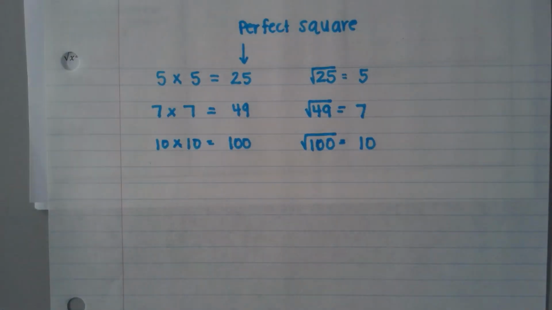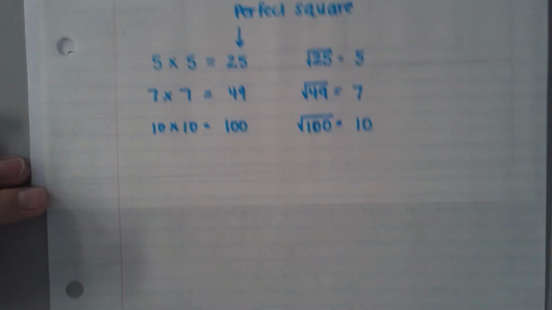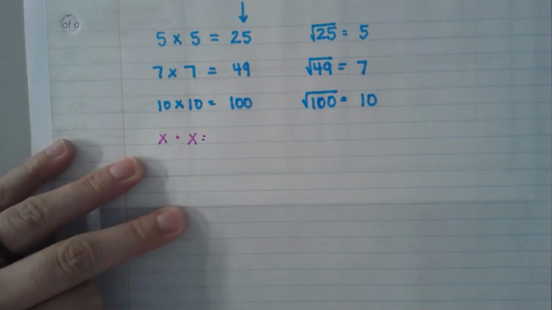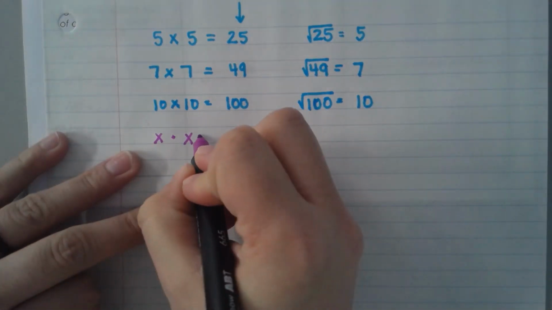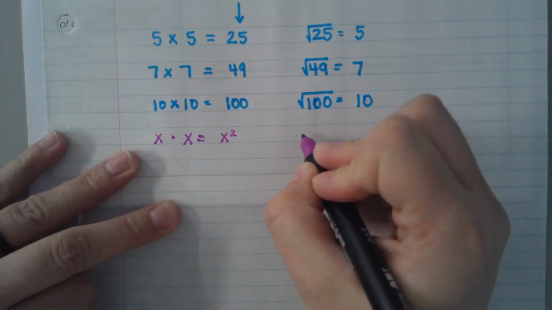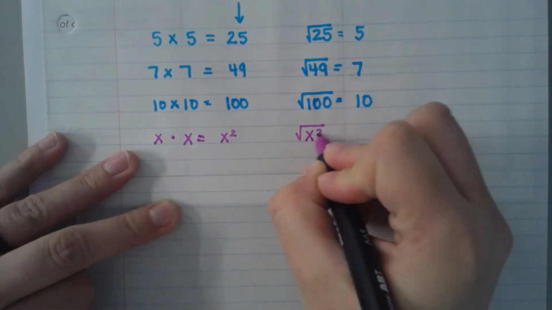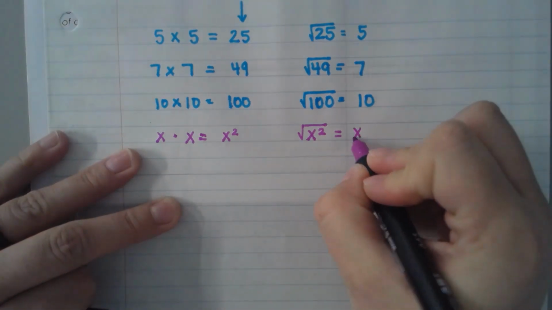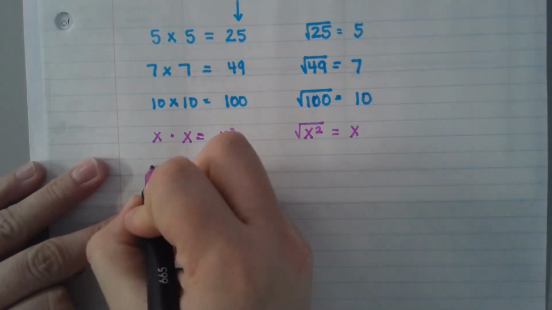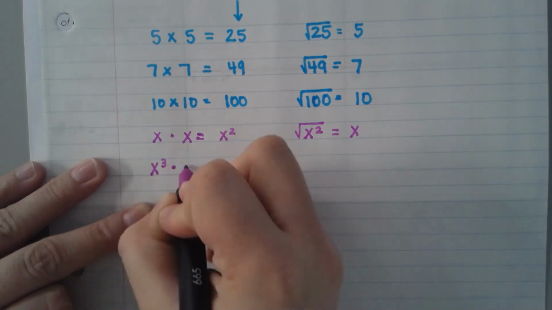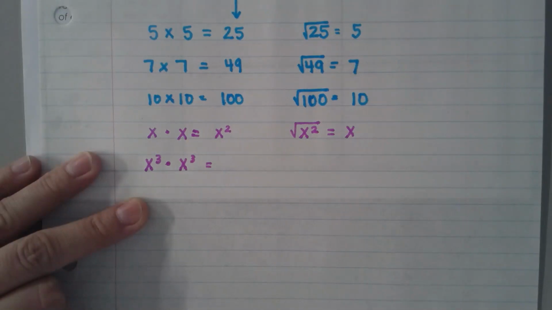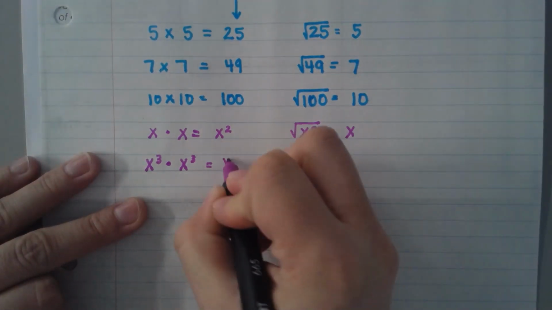Now let's throw in some variables. What is x times x? X squared. So that would mean that the square root of x squared is what? X. Okay. What about x to the third times x to the third? That is what? It's x to the 6th.